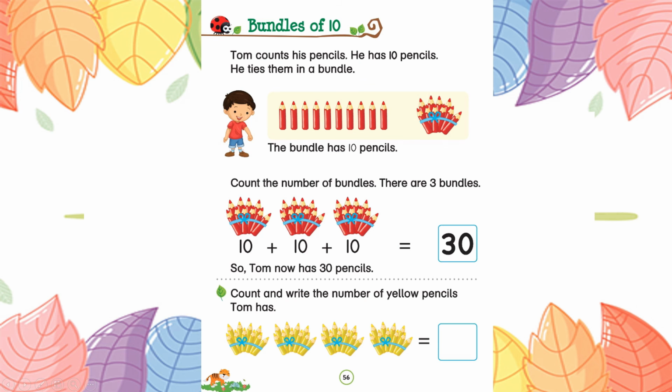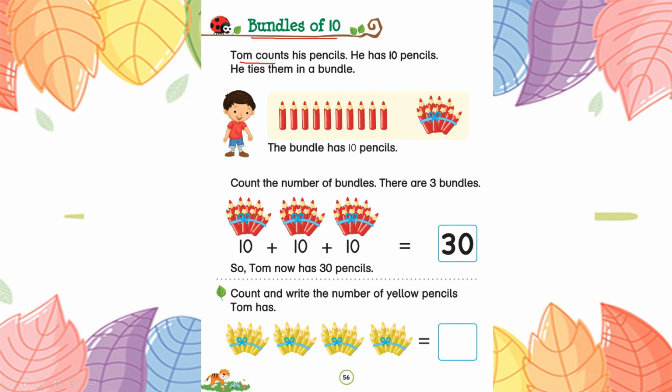Now children, let us come to page number 56. Bundles of 10. So children, we have already learnt about counting by 10. Okay. When we were in the last semester, we have done it. You can watch that video again. Counting by 10 I have already sent. So let us all revise it one more time.